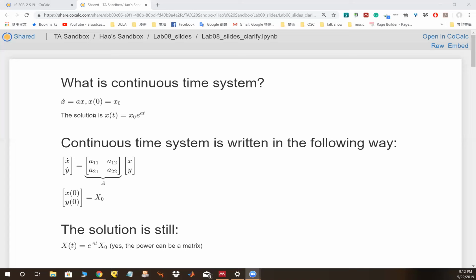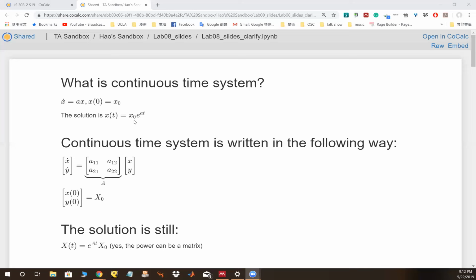I think the case that I already showed you is, if we have the equation x dot equal to ax, or x prime equal to ax, where a and x are just scalars, or one-dimensional. A is a constant, x is just one state variable, and x at time 0 is x0. Then we can say that the time function of x is x0 multiplied by exponential at.